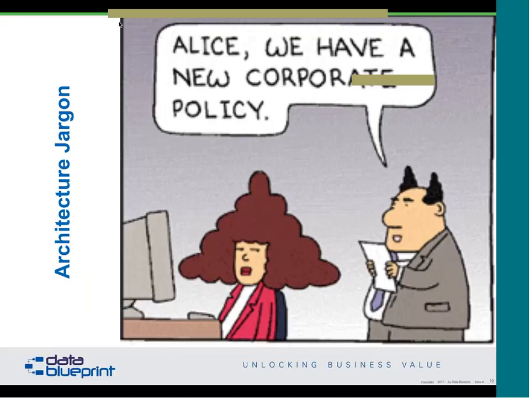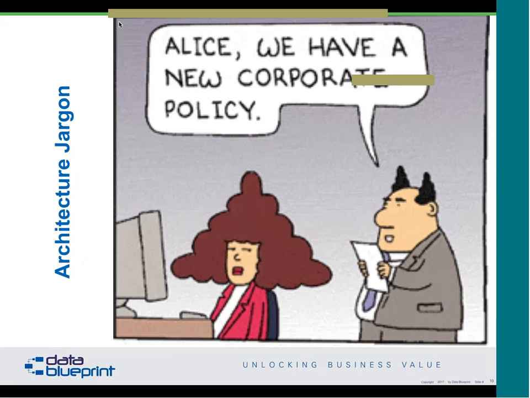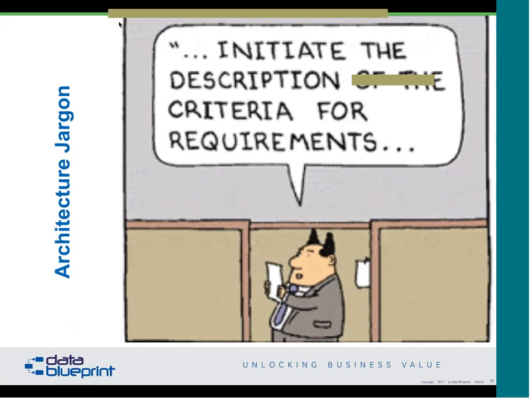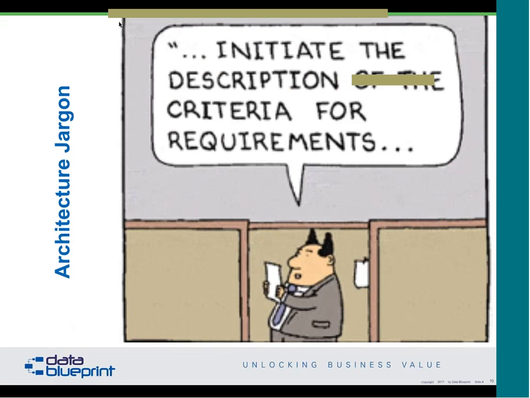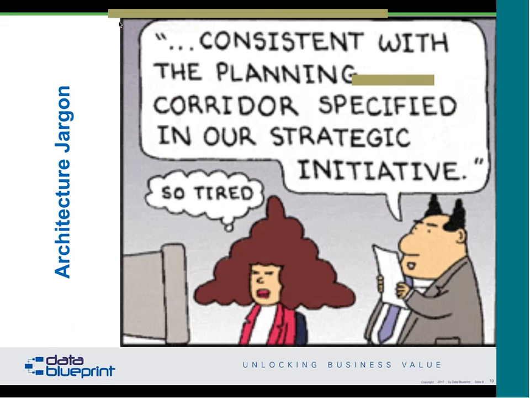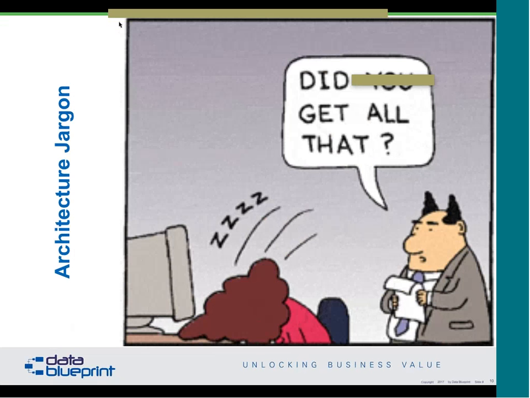I do like to start out with a particular bit, though, which is just to let folks know that even though Scott does a phenomenal job of pulling all this together and he's so accurate, this is actually a very old one. It says, Alice, we have a new corporate policy. And I quote, says the PHB, pointy-haired boss, initiate the description of the criteria for requirements by developing a framework for the application architecture consistent with the planning corridor specified in our strategic initiative. Did you get all that?